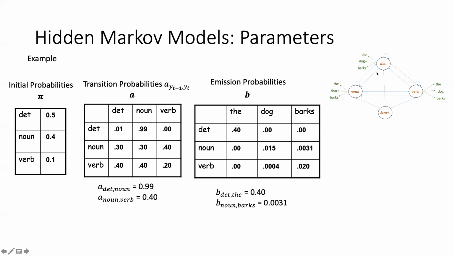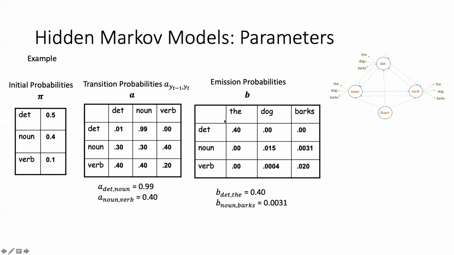After reaching any of these states, we can transition to another state, noun or verb. These are captured using transition probabilities a of y t minus 1 comma y t, where the rows indicate the previous state y t minus 1, and the columns indicate the current state y t. For this example, a of det comma noun indicates the transition from the determiner state to the noun state, which is indicated here, and the transition from noun to verb is indicated here.